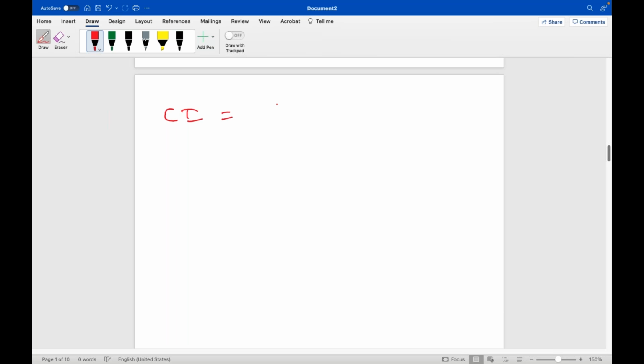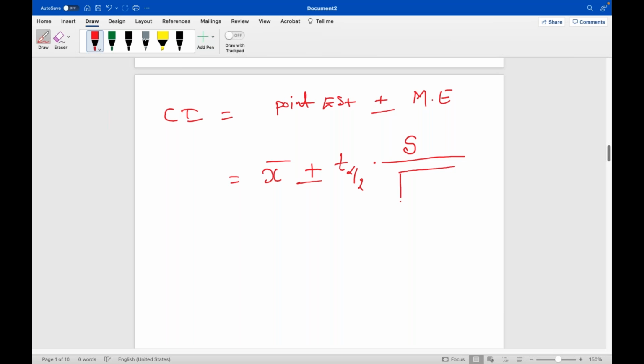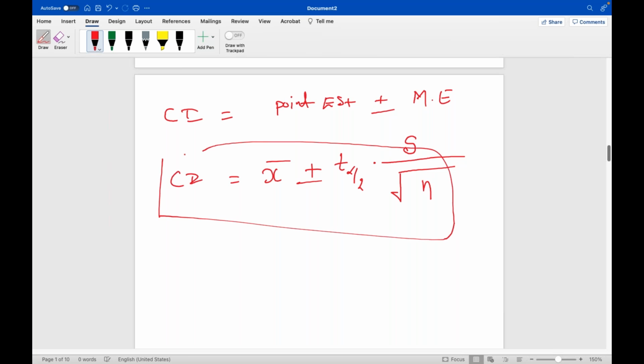We can estimate the CI values with the help of the point estimator plus or minus the marginal error. Here the point estimator is your sample mean, plus or minus t alpha by 2 into s divided by square root of n. Here it is the t table we should use. I don't know anything about population information, I only know the sample information, so I need to use the standard deviation of the sample data. This formula helps when we have fewer than 30 samples.